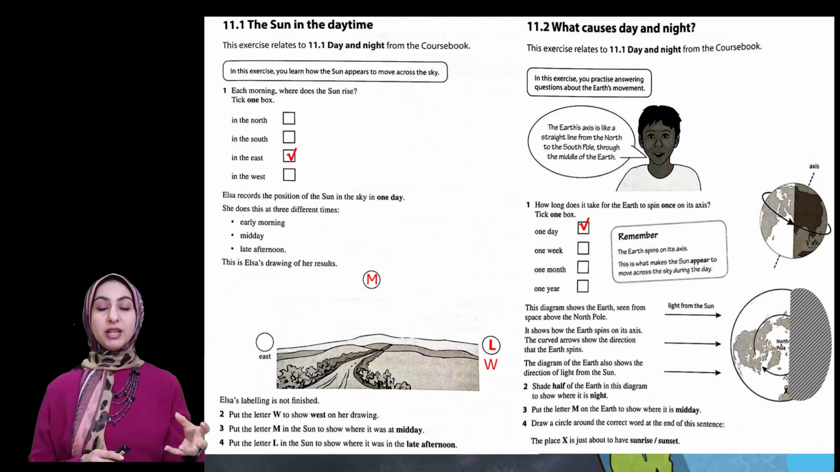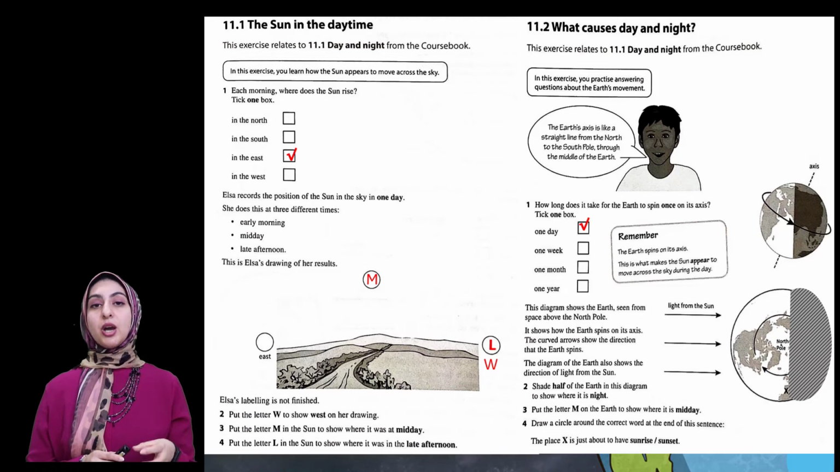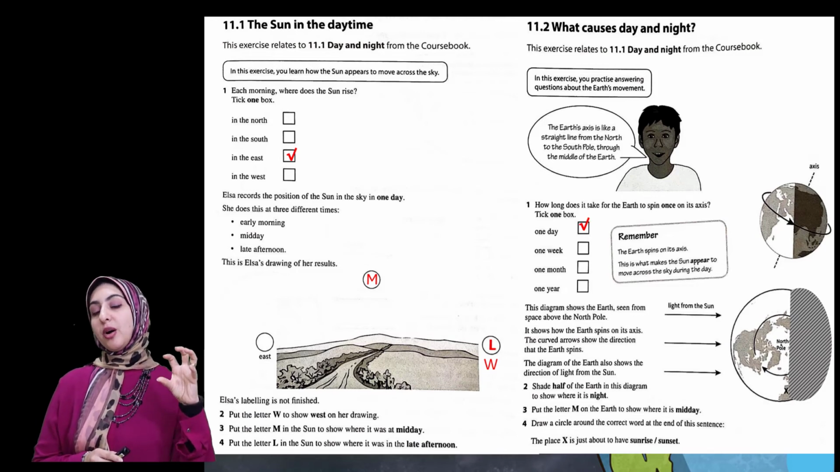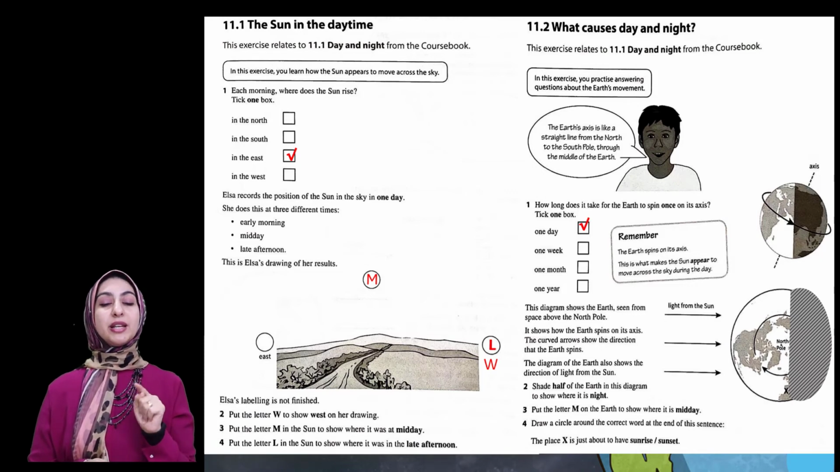Okay. Question 3. Put the letter M on the Earth to show where it is midday. Okay, midday means that the sun is perpendicular on the Earth, right? So when the sun rays are perpendicular on the Earth itself, we will have midday. So this is the midday position.